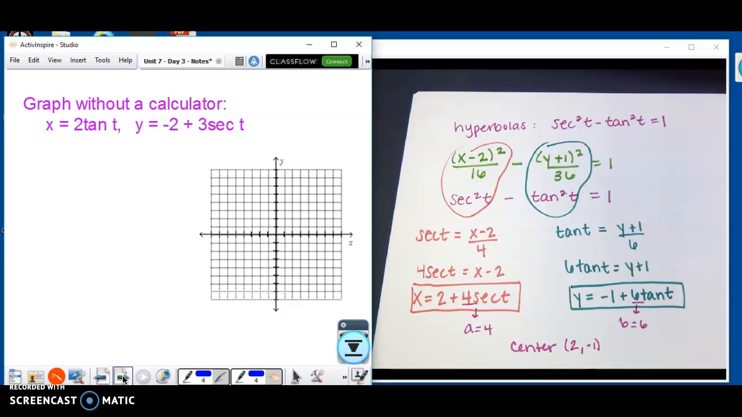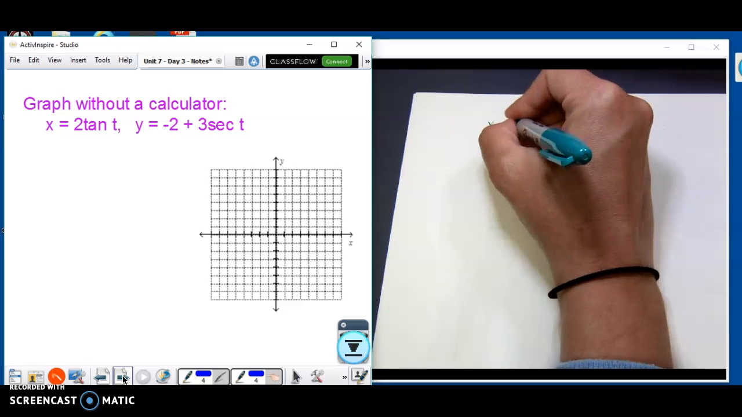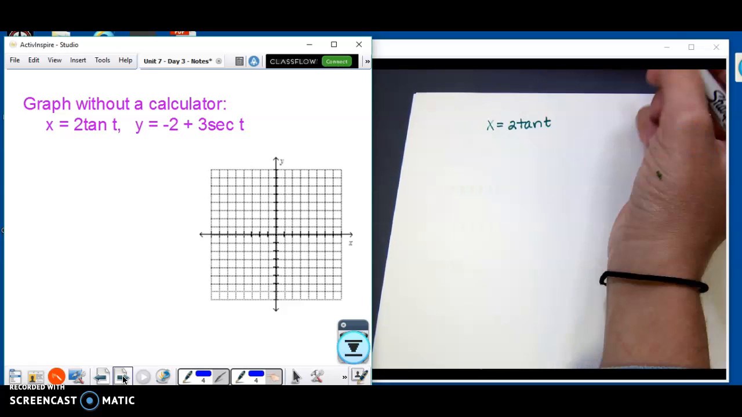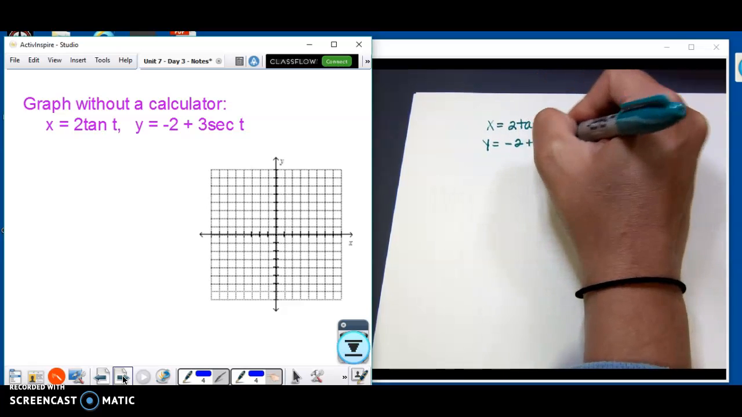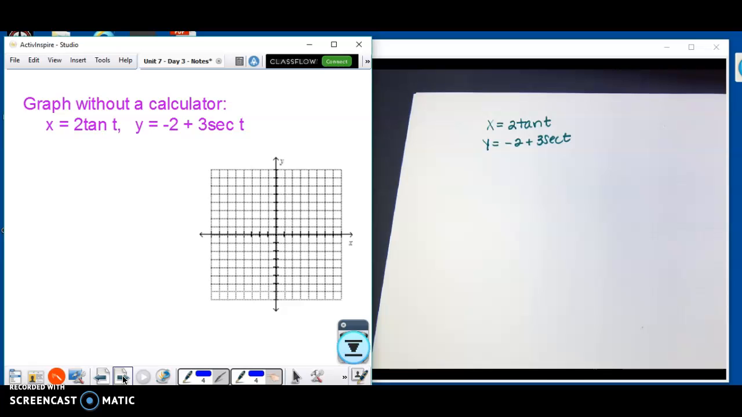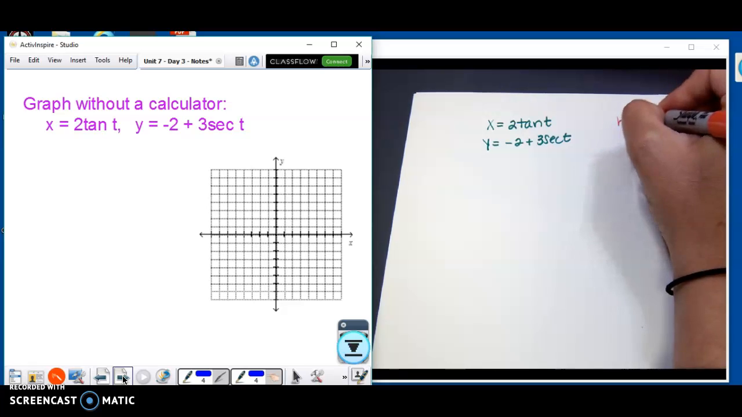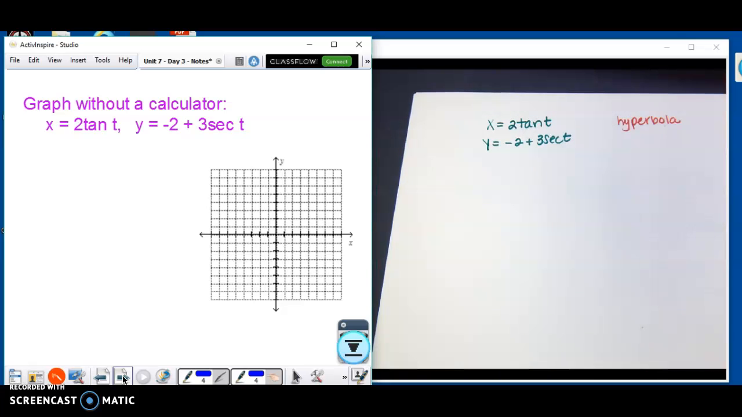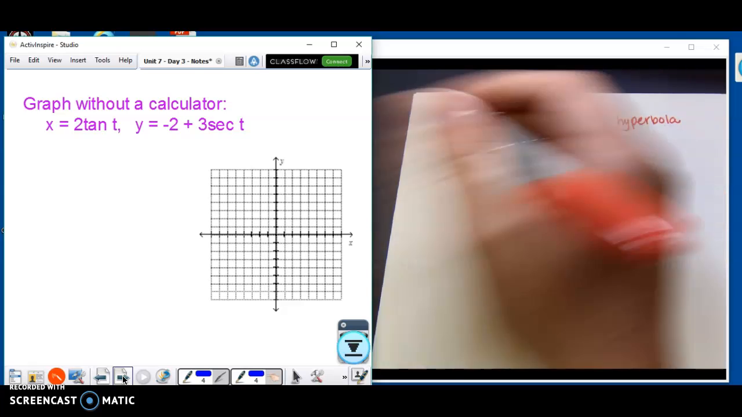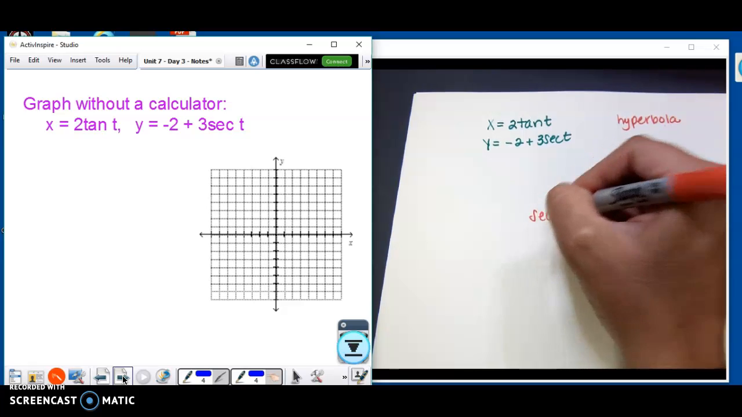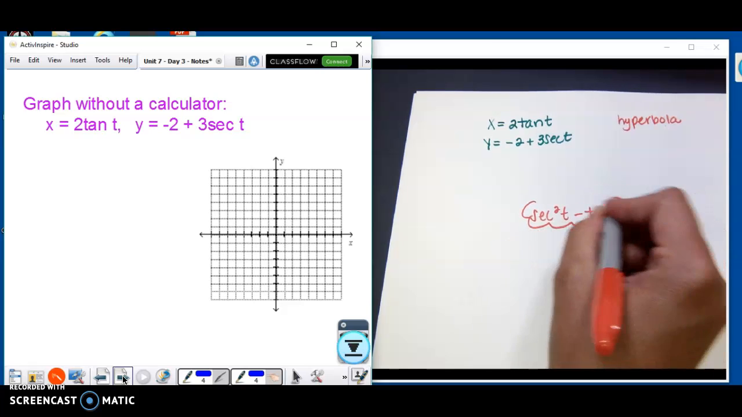Okay, so looking at the next one, we're going to go from parametric to rectangular. So they give us x equals 2 tangent t and y equals negative 2 plus 3 secant t. We know just from looking at this that this is going to be a hyperbola because we have the tangent and the secant. So let's write down the identity that we're going to use. Secant squared t minus tangent squared t equals 1. This is the equation that we're going to be using.